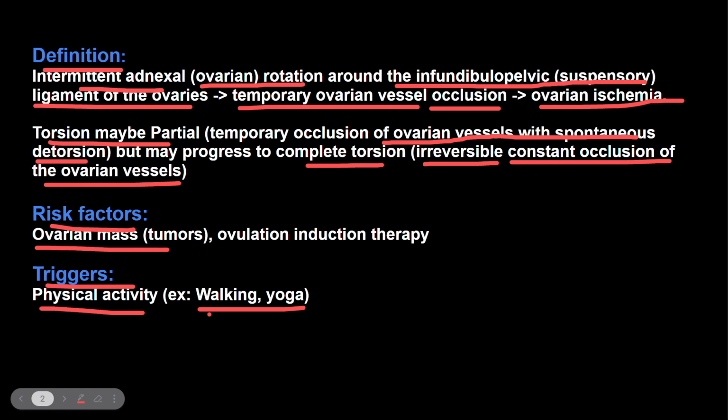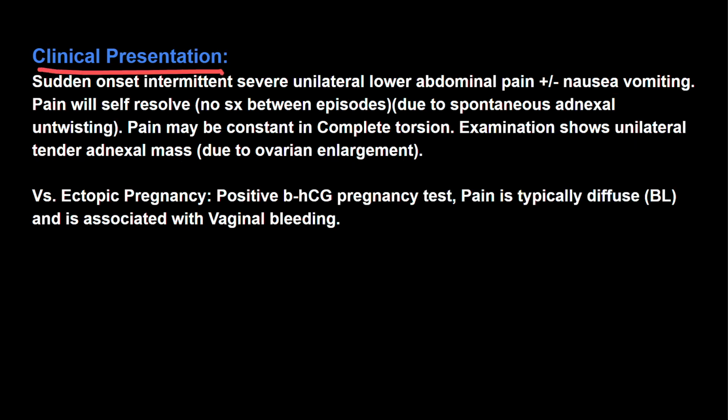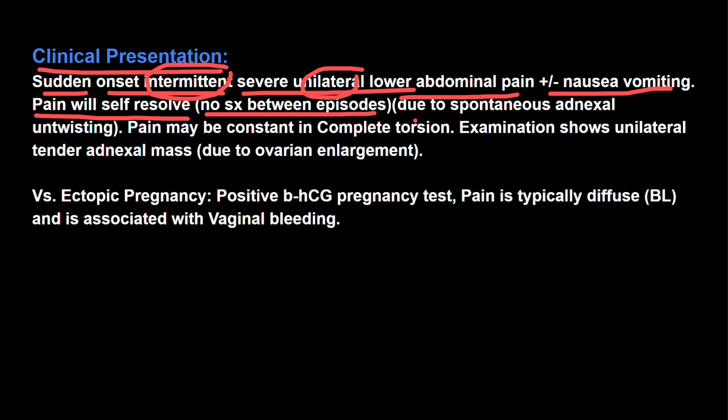Moving on to the clinical presentation, it classically presents with a sudden onset, intermittent, severe unilateral, low abdominal pain, and it may be also associated with nausea and vomiting. The pain will classically self-resolve, that is, there will be no symptoms between episodes due to spontaneous adnexal untwisting, and this is in the case of a partial torsion. Pain may be constant in complete torsion, which makes sense.